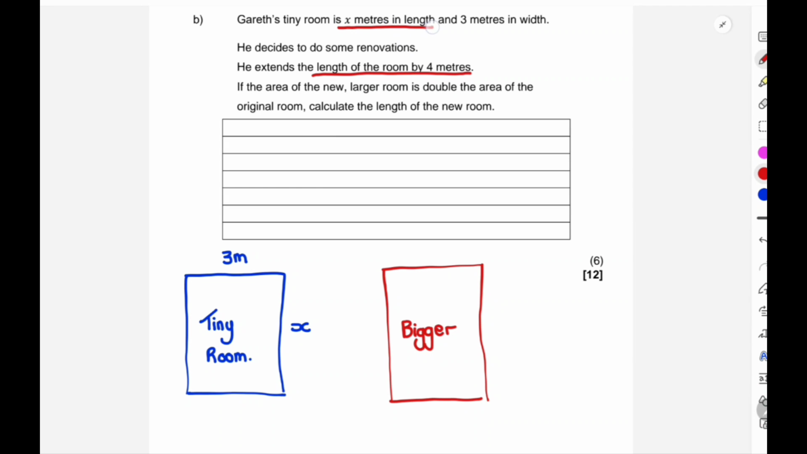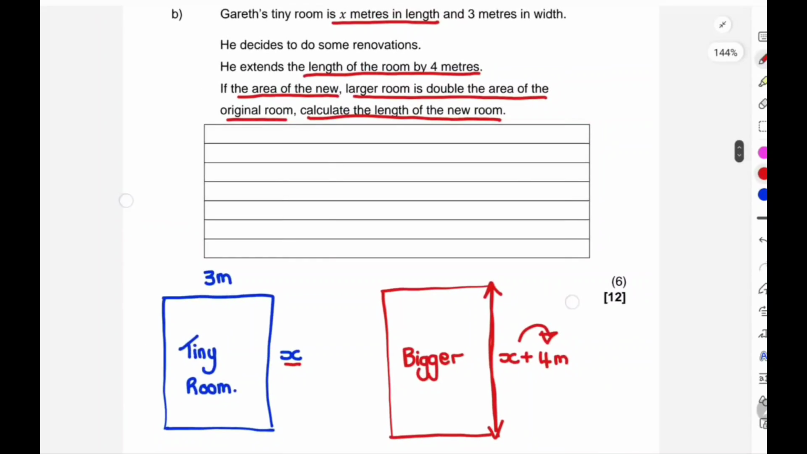So this one was x meters in length, so now the x will be extended by another 4 meters, so we'll plus 4 meters. And then it says, if the area of the new larger room is double the area of the original room, calculate the length of the new room. So basically, calculate the length of the new room, which would be this. So if we can find x, we just need to add 4 to it to get to our final answer. So I hope that makes sense.